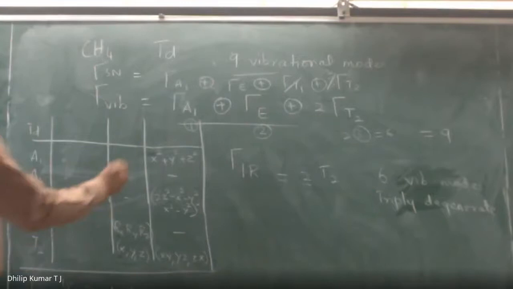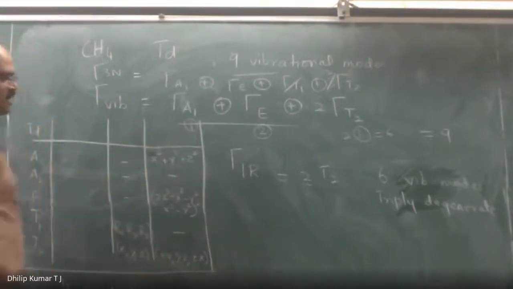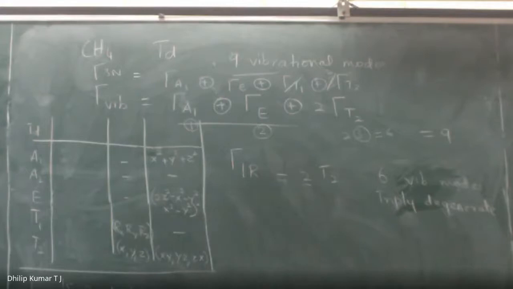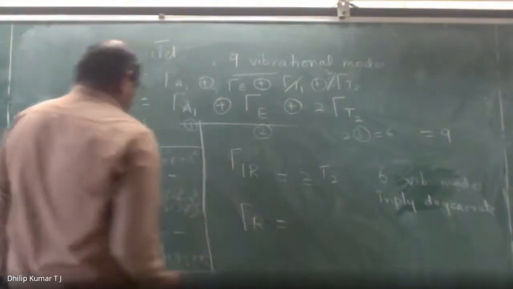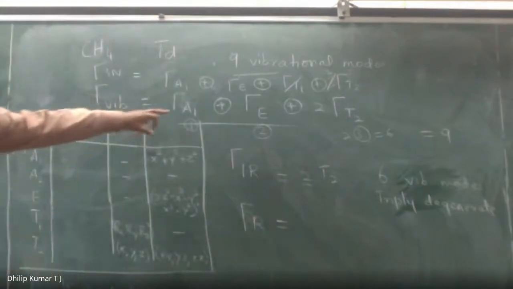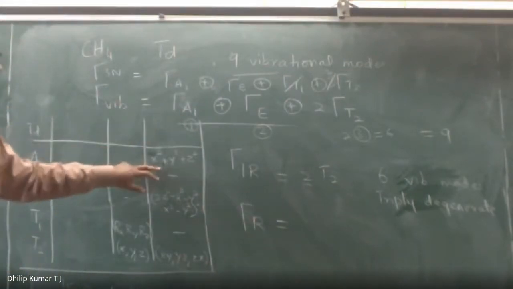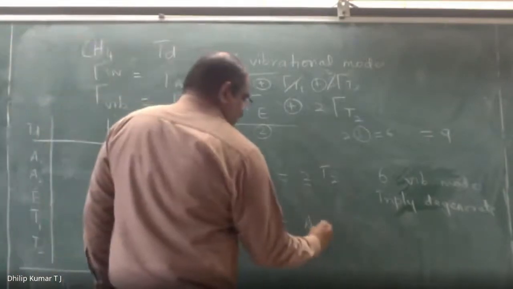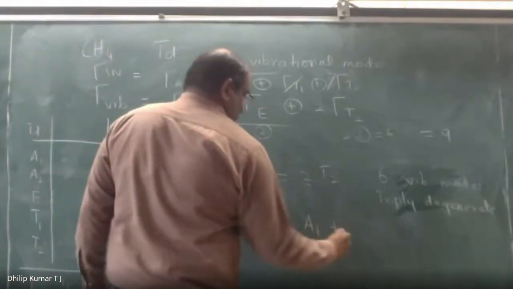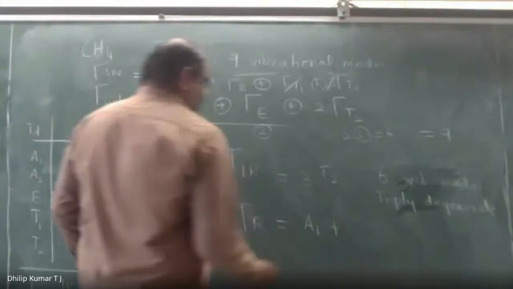So I was telling this column is for the Raman modes. We'll just shortly see why it is taking this one for Raman. So gamma R. If you see here, vibration mode A1 is there. So A1 will be active in Raman. And then if you see, E is also there as a vibration mode. So E will be there.